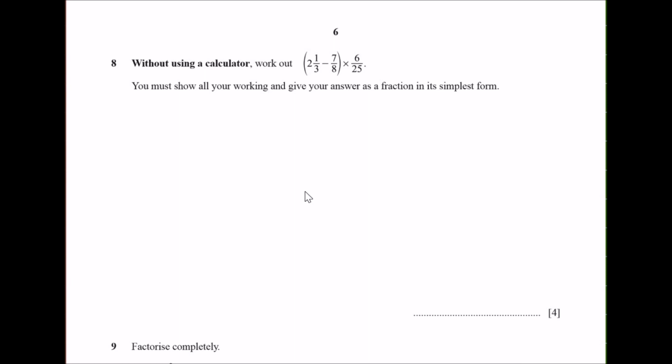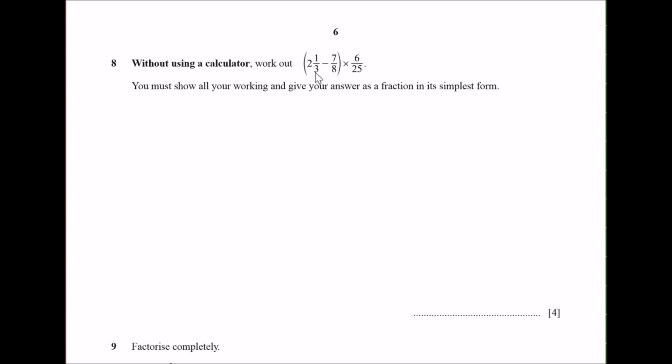Without using a calculator, work out 2 whole 1 by 3 minus 7 by 8, into 6 by 25. You must show all your working and give your answer as a fraction in its simplest form. So remember, whenever it is mentioned that without using a calculator in fraction questions, it means that the examiner will be expecting each and every step explained here. Nothing should be hidden, all the steps must be shown. So we need to show each and every step. So let's start from the first.